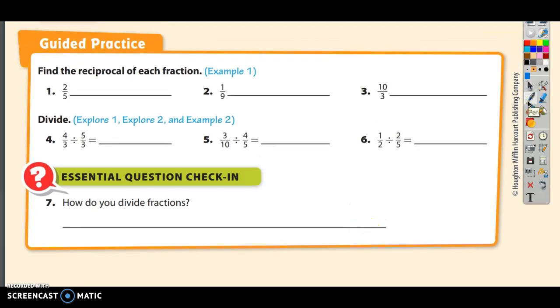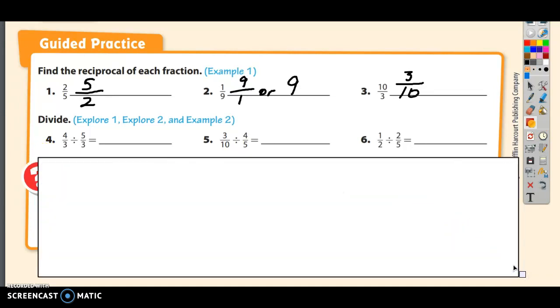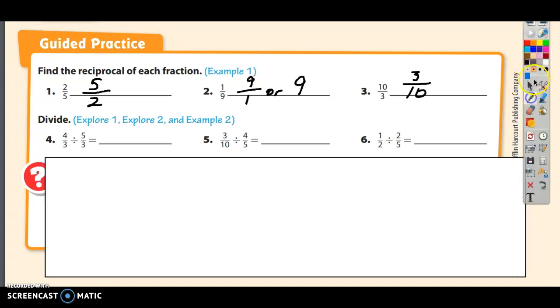Numbers 1 through 3 simply ask you to find the reciprocal of each fraction. That's just where you invert the numerator and the denominator. So the reciprocal of 2/5 is 5/2. You could write this as 9/1 or 9. And you could write this one as 3/10. Numbers 4, 5, and 6 ask you to divide. I'm going to show all my work.